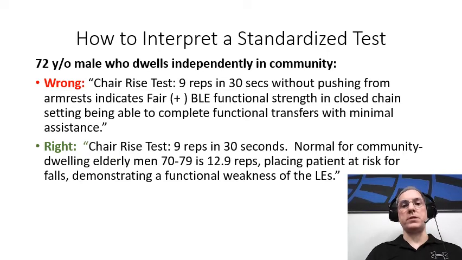What we're going to be doing is looking at an actual example of documentation that I found related to this test and look at why it is a wrong interpretation of the test, and then we're going to look at how to interpret it rightly. So here we have a 72-year-old male who normally dwells in a community setting, and he's been referred to therapy because he's had a decline in function related to illness. And so let's look at the wrong documentation first.